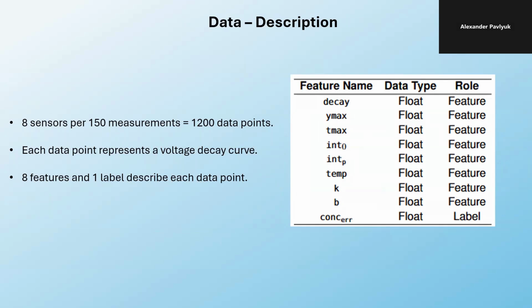The features are the slope of the voltage decay curve, called decay. Ymax is the amplitude. Tmax is the time when the amplitude occurs. The next two features are the measured and predicted integrals respectively. Then the temperature of the area, the calibration coefficient, the intercept of the calibration line, and the concentration error, measured by the difference between the measured and true concentrations.